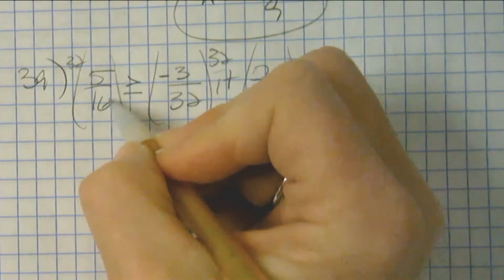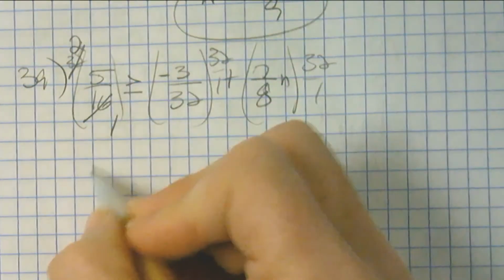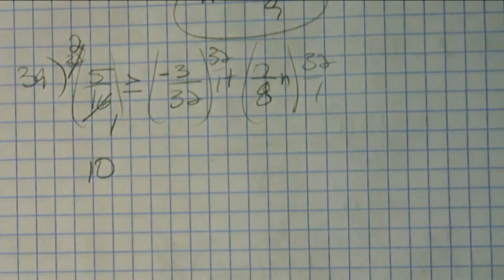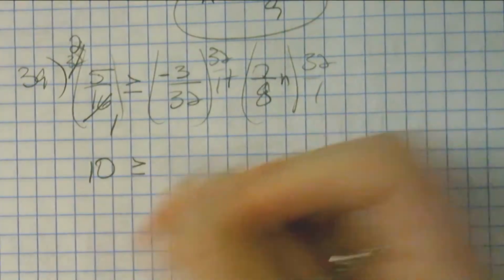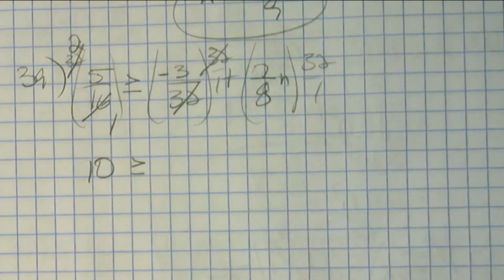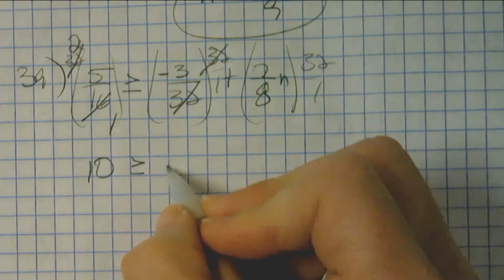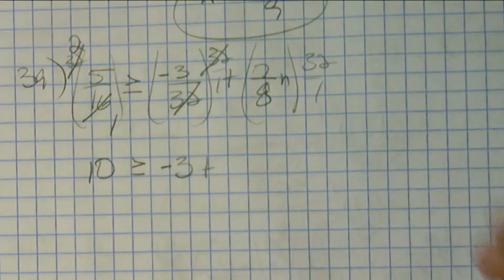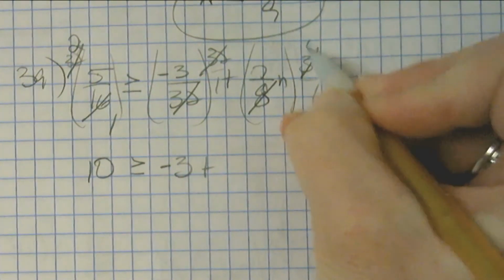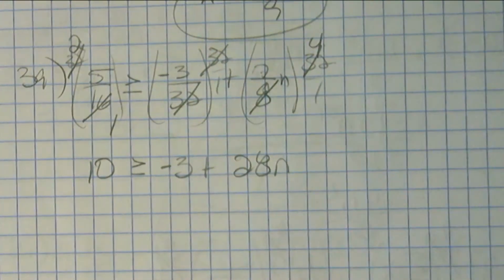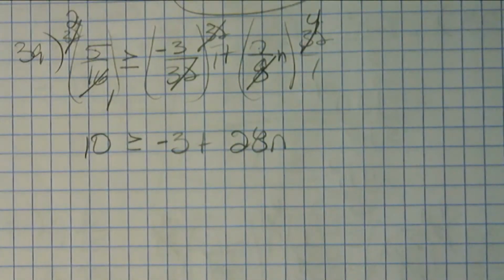All right, on that first one, the 16 divides out, the 32 becomes a 2, and I'm simply left with 5 times 2, which is 10, is greater than or equal to, and the second term, my 32's divide out completely, and I just have negative 3 plus. The 8 divides out, 32 becomes a 4. 7 times 4 times n is 28n. So Colin, are you good so far?